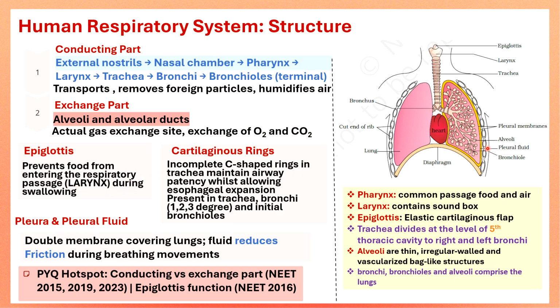Also, the lungs consist of a double membrane called the pleura, and inside this pleura you have the pleural fluid. Now, what is the function of pleural fluid? It reduces the friction during the breathing movements. So for the respiratory system, you should remember the anatomical structures, what is inside the conducting part, what is inside the exchange part, and the function of the typical parts. That is important.